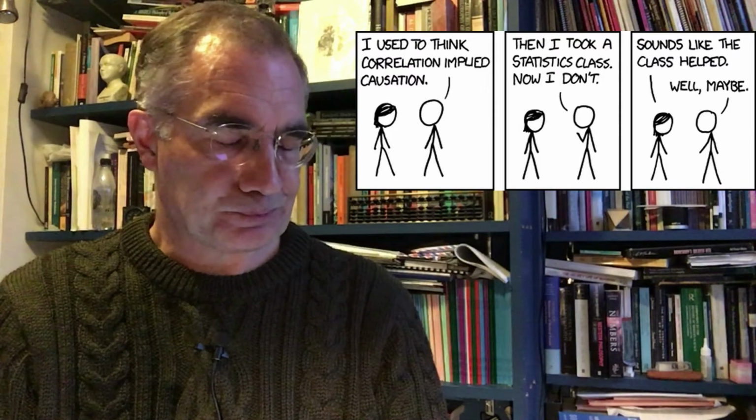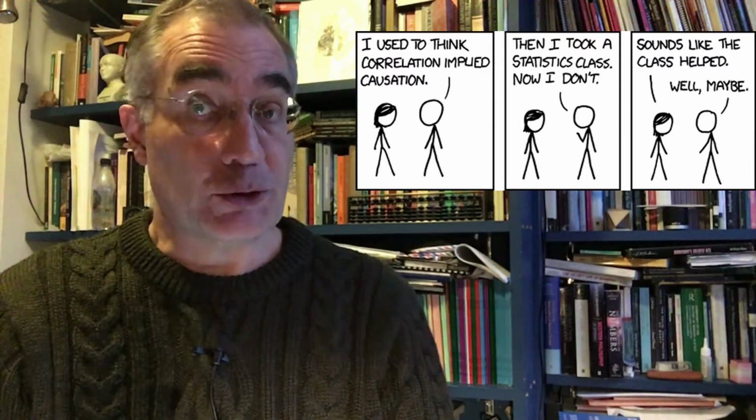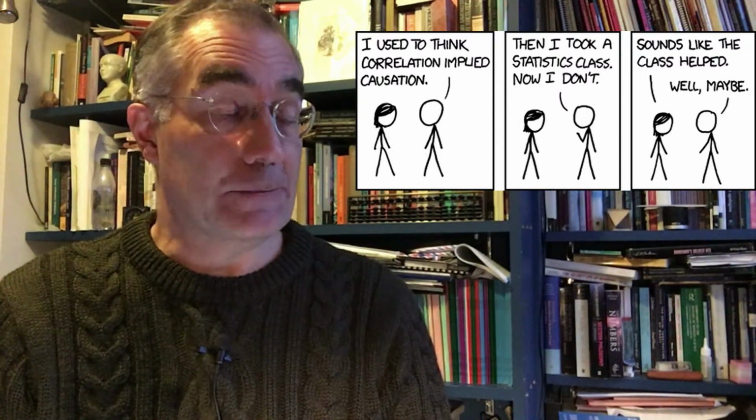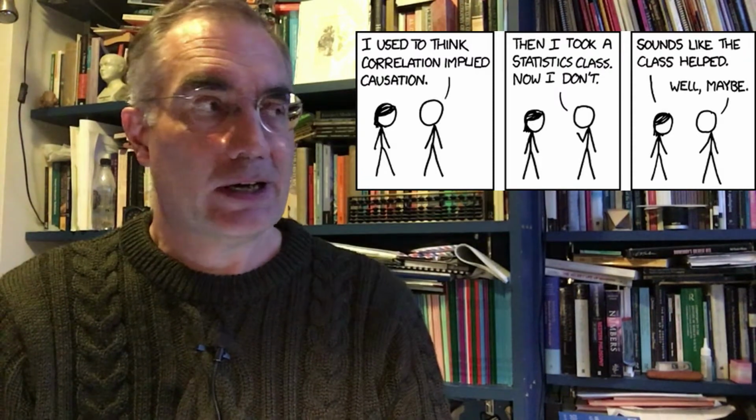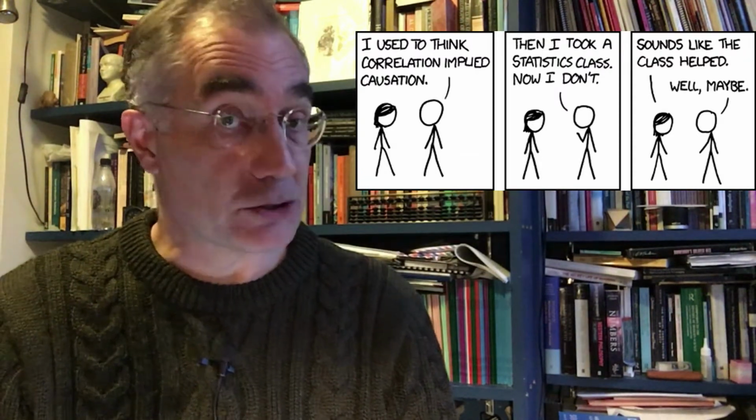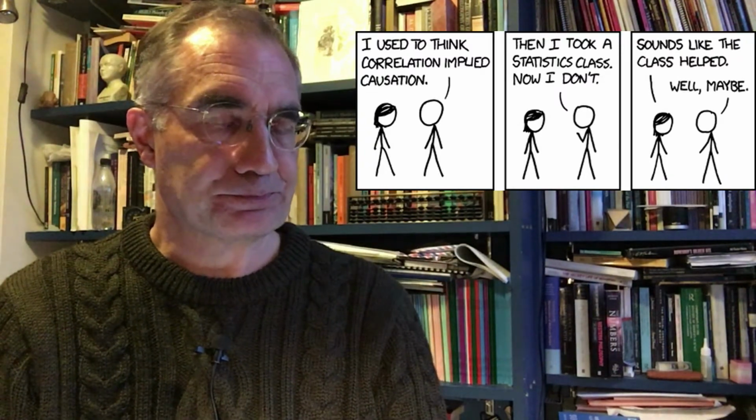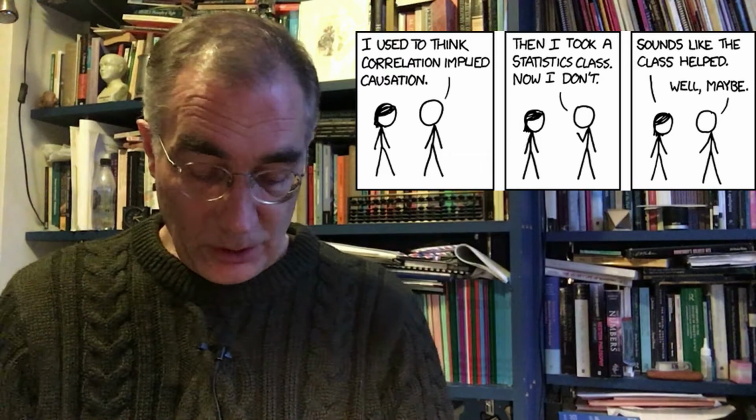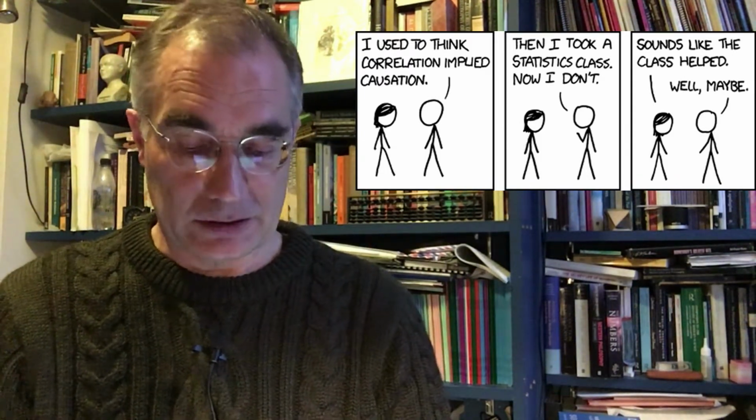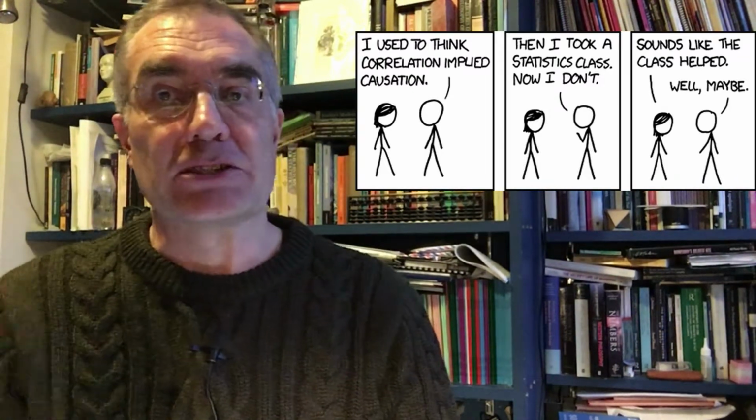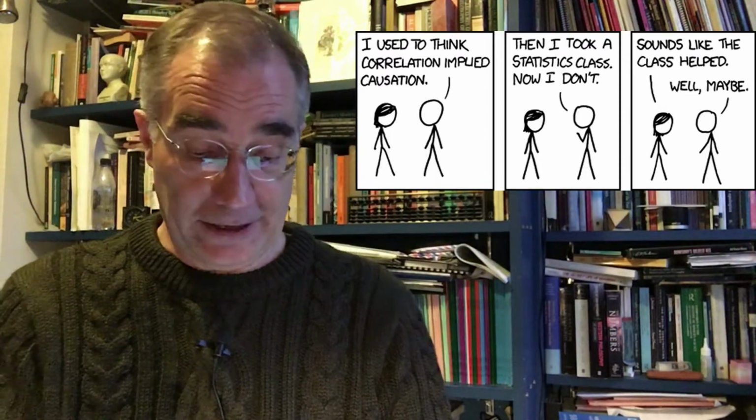On the module site there's a link to a website which collects examples of correlation that can't possibly be examples of causation. Okay, so that's the fallacy of coincidental correlation. Just because two things go together doesn't necessarily mean that one causes the other.